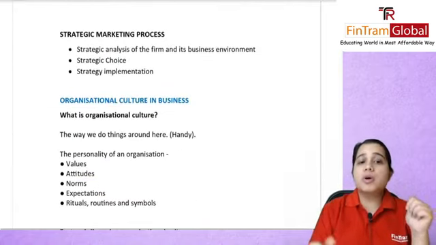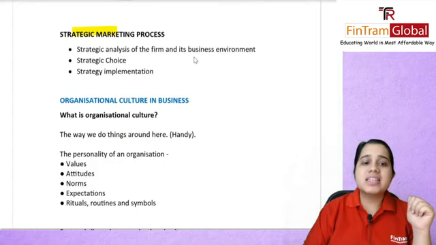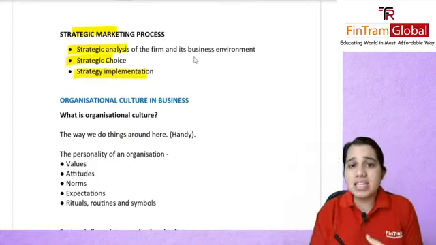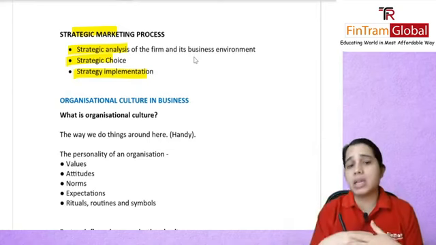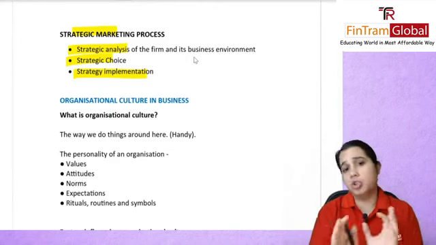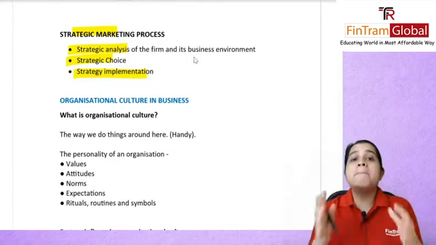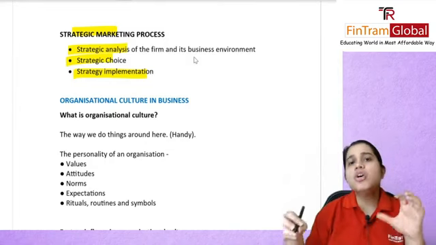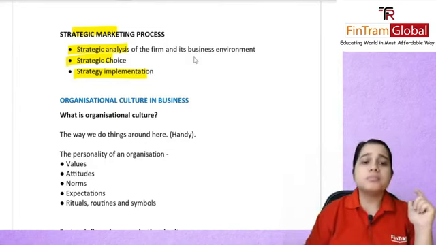Then we also talked about the strategic marketing process, basically strategic analysis, firm choice, and implementation. You will see your budget, what the budget for your marketing is, and how you can create awareness. You will do an analysis of the market. What do customers really want? All that falls under your strategic marketing process.